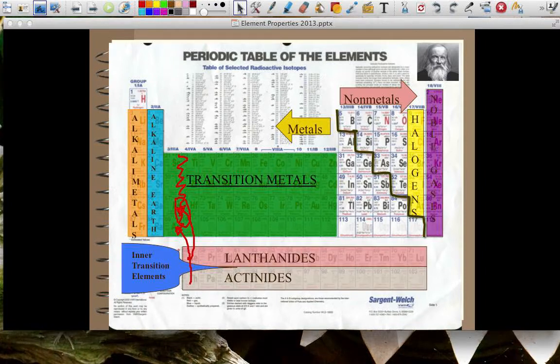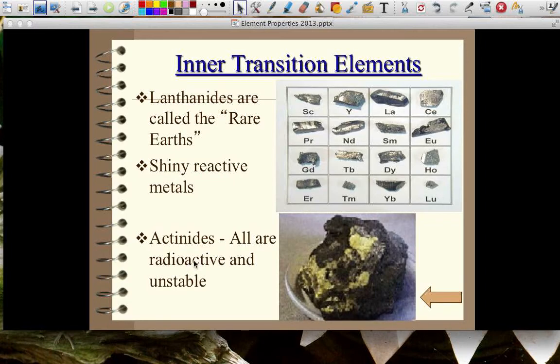So the inner transition elements are series, and we generally name them after the element that they come next to. And then the actinide series, thorium, comes right next to actinium, which is 89. So we've got the lanthanide series in the F block on top and the actinide series in the F block on the bottom. So just a little bit about these two groups.